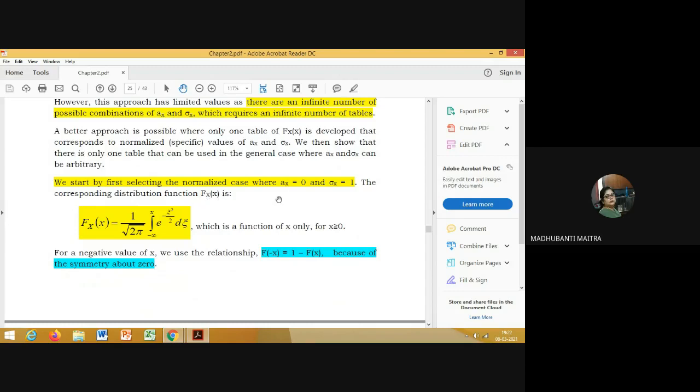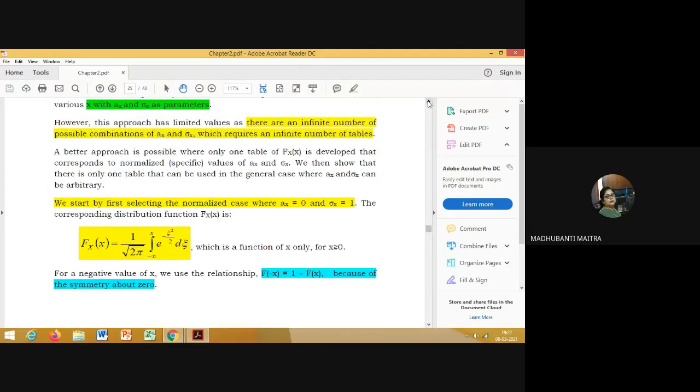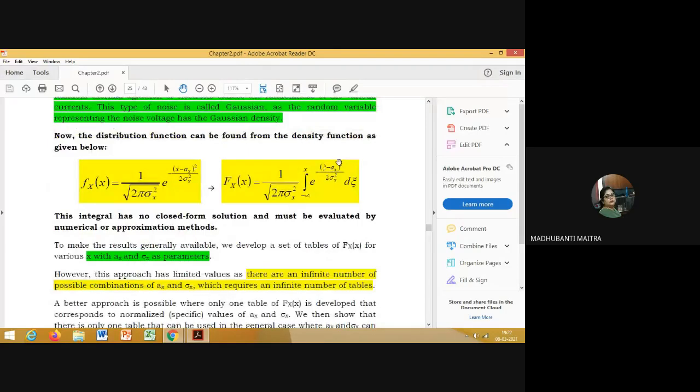So if we assume a_x to be 0 and sigma_x to be 1, then the expression for F_x(x) will be, since sigma_x is equal to 1, 1 by root over 2 pi, and the limit of integration remains the same, from minus infinity to x. Now this one will be e to the power minus zeta squared by 2 d zeta, as a_x is equal to 0.